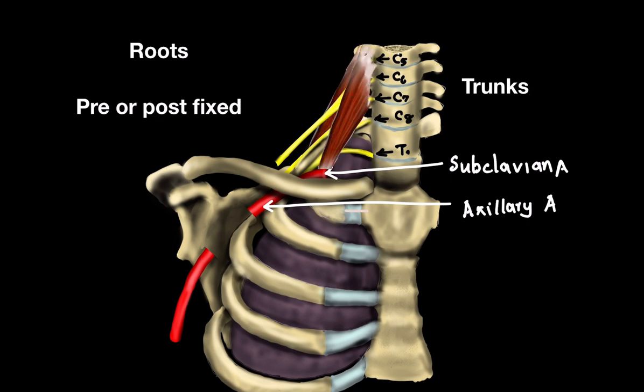These are the two muscles seen in immediate relation to the brachial plexus. Actually, the brachial plexus emerges between these two muscles. The one anterior is the scalenus anterior muscle and the posterior one is called the scalenus medius muscle.